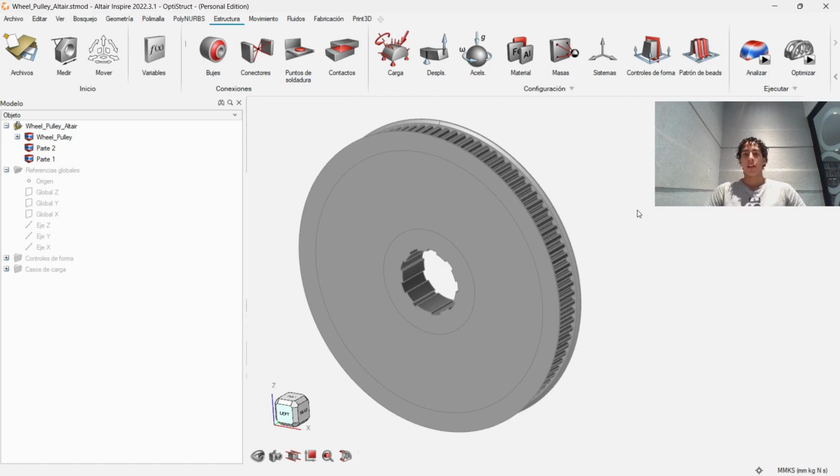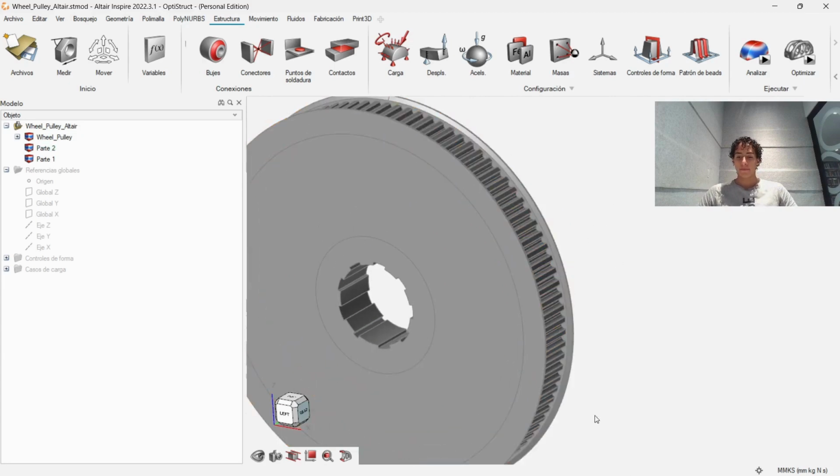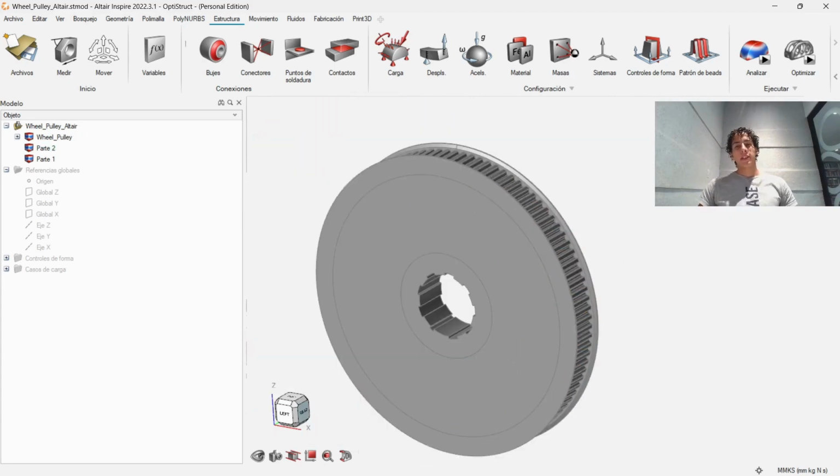The belt consists of a tension strap that transmits energy from the motorized pulley to the driven pulley through the friction that occurs between the belt and the pulley tips. I will analyze the part using Altair Inspire version 2022.3.1. I will conduct the analysis through a topological optimization with the goal of reducing its mass by 50%.